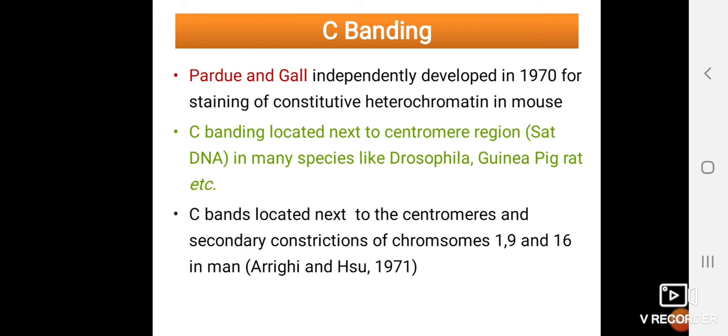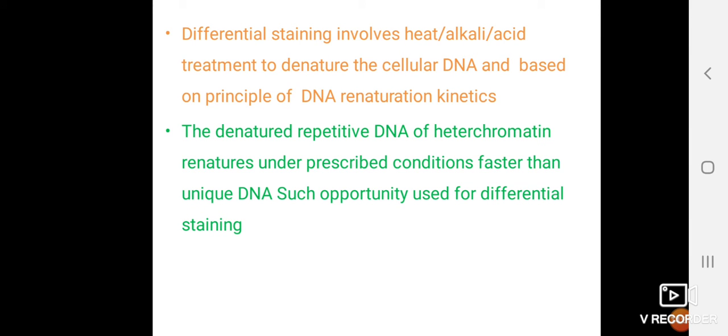Then we come across another kind of banding, that is C banding. Pardue and Gall did it independently in 1970. C banding is mainly about the staining of constitutive heterochromatin, which they did in mouse. Here the C band is located next to the centromeric region, that's why it's called C banding. People have done it in many species like Drosophila and guinea pig. The C band is located next to the centromere and secondary constrictions of chromosomes like 1, 9 and 16 in man.